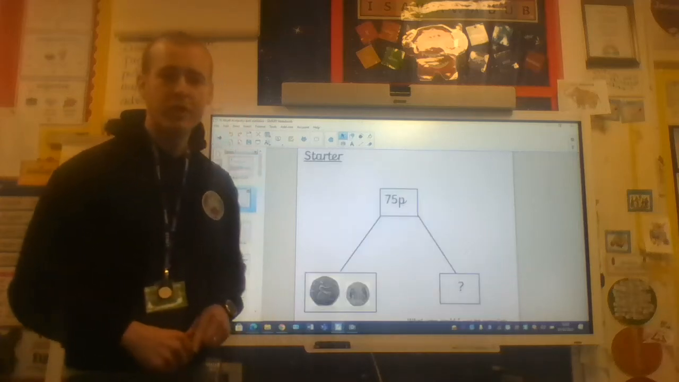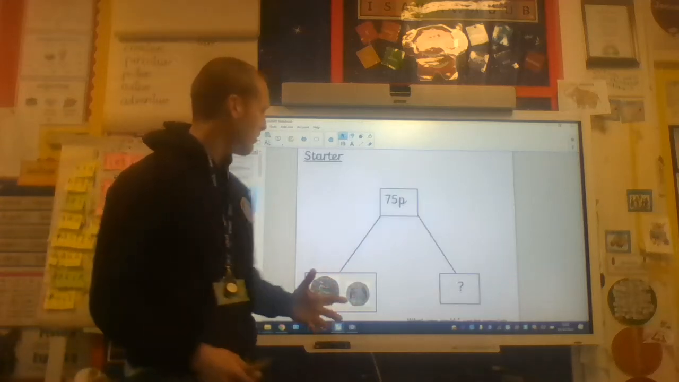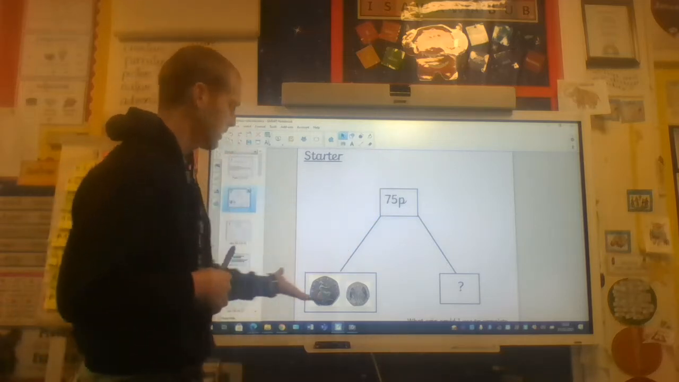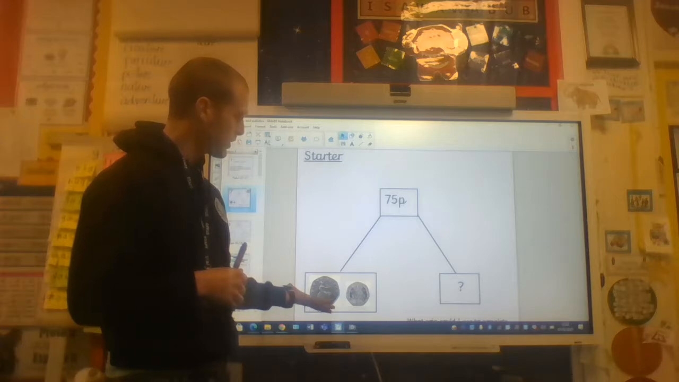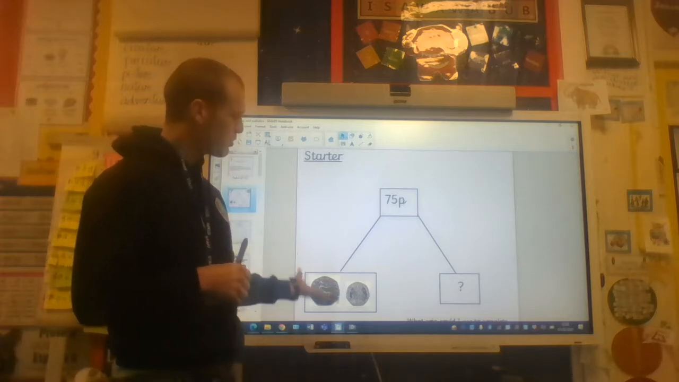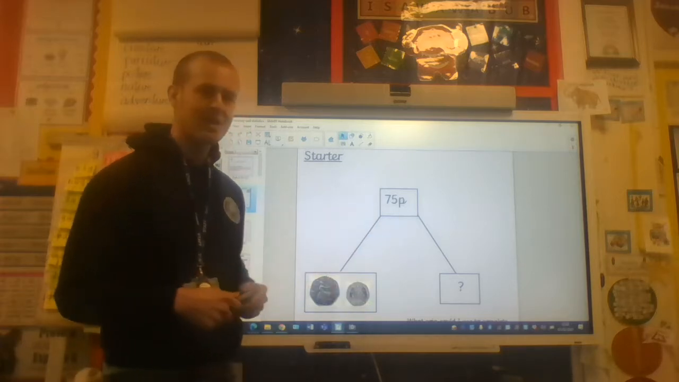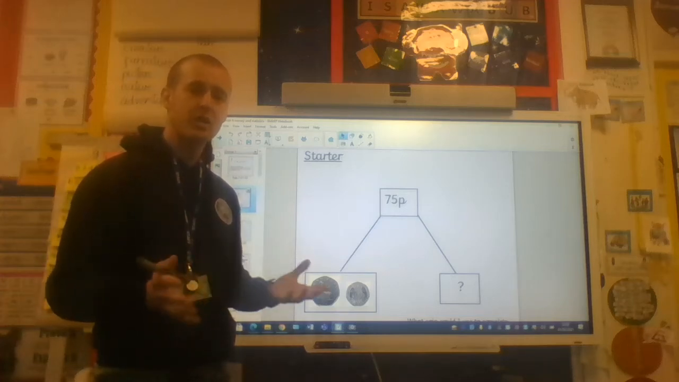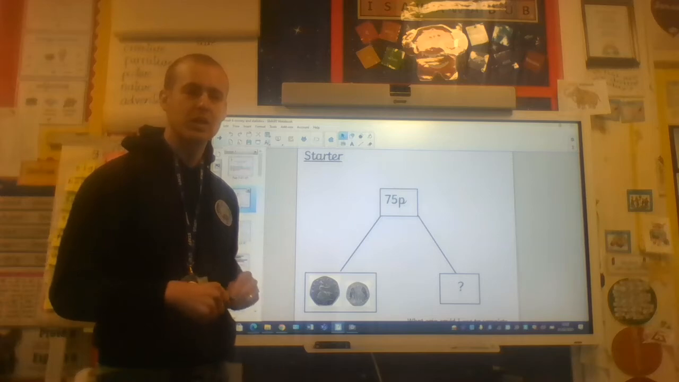But like anything, we need to do a little starter. Here I've got 75p and that is my whole amount of money. But currently I've only got these two coins here. How much more would I need to make this total? Okay, so what I want you to do, pause the video here, see if you can work it out. What coins might I need?